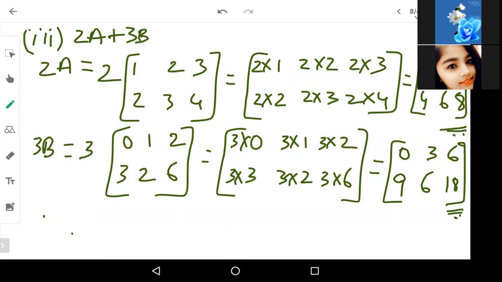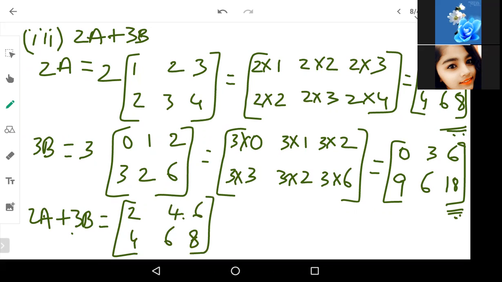Now we have found out 2A and 3B. Now let us add them. So 2A plus 3B is equal to 2A, which is 2, 4, 6, 4, 6, 8, plus 3B, which is 0, 3, 6, 9, 6, 18. Now can you add both of these and tell me the final answer?